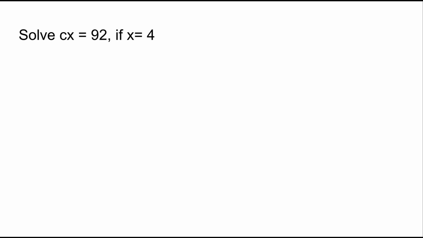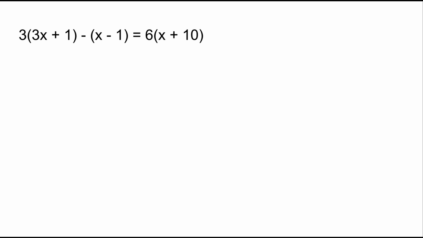cx equals 92. And it says solve it if we know that x equals 4. So we're going to rewrite this and replace x with 4. c times 4 equals 92. Now we want to see what c equals. So we're going to divide by 4 on both sides. And c will equal 23. You could check this. You could say 23 times 4. Does it equal 92? Yes. Or you could do a little fact family and say, 92 divided by 23, does that equal 4?